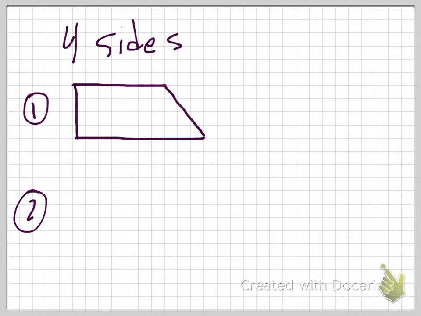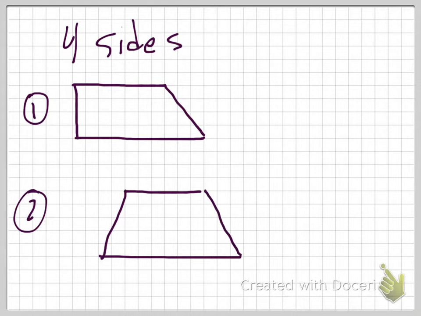And the other one is pretty similar. We're going to have a line on the top, a line on the bottom. These two lines are parallel, only instead of a straight line down one side, we have an angled line coming down on both sides. So these are the two basic shapes that you see with a trapezoid.